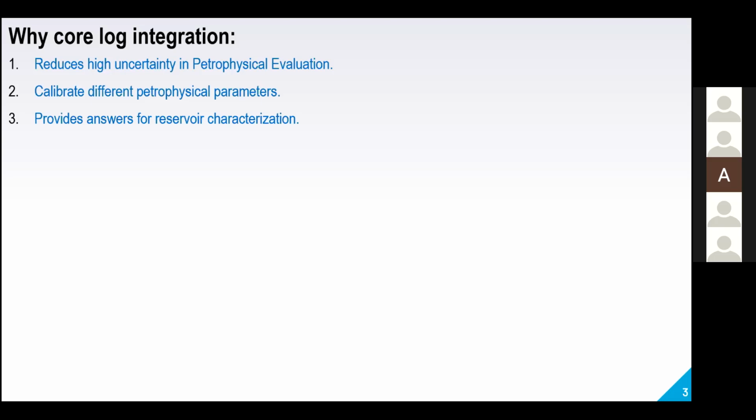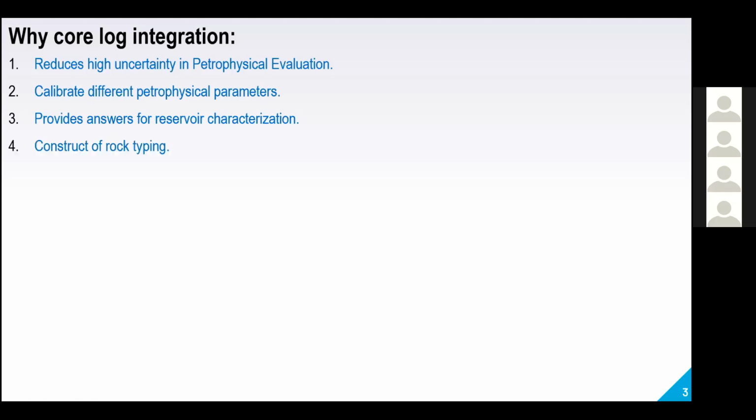So the core is essential for any reservoir characterization studies because it provides porosity, permeability, irreducible water saturation, and reservoir quality by mercury injection data. So you can't use the logs alone for your reservoir characterization studies.